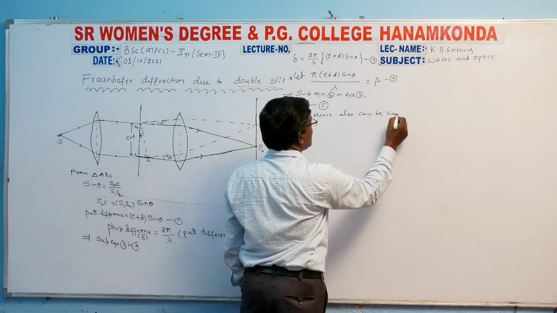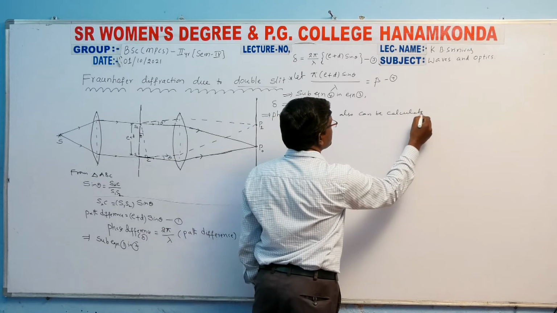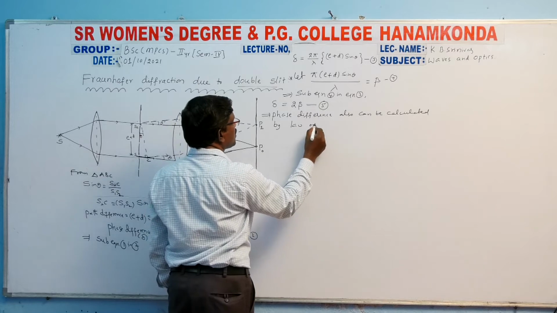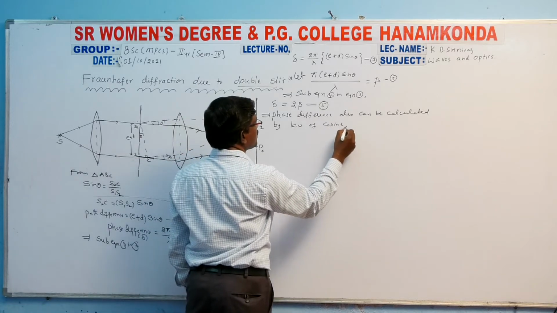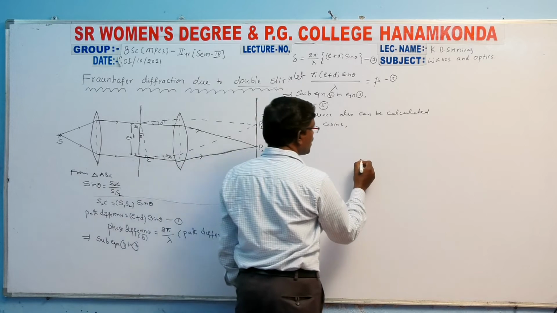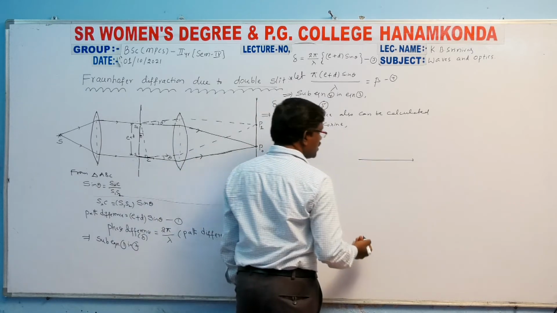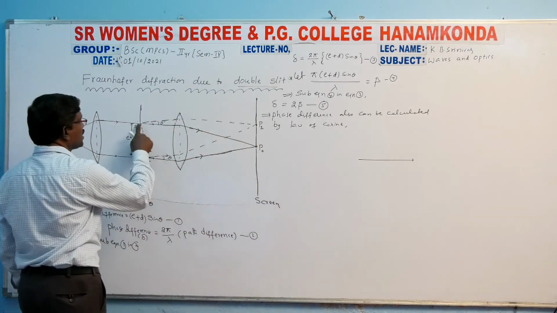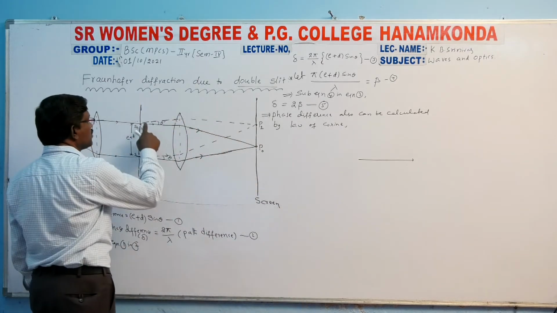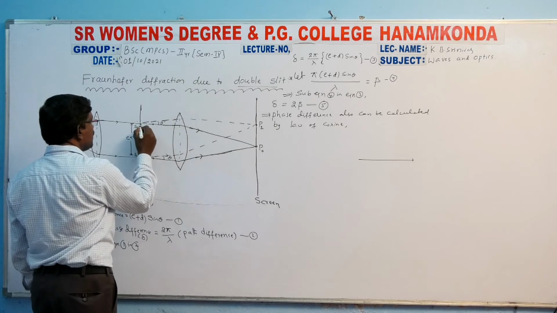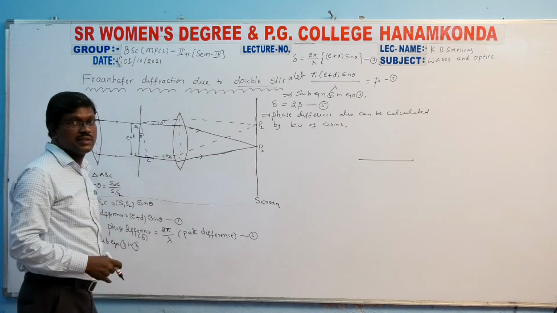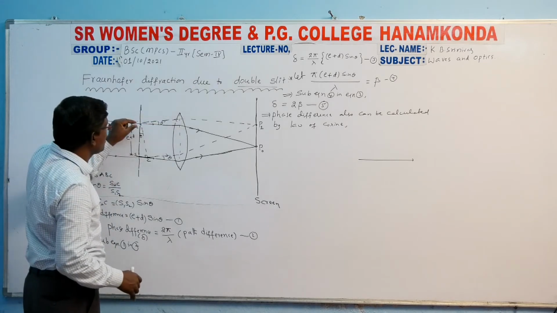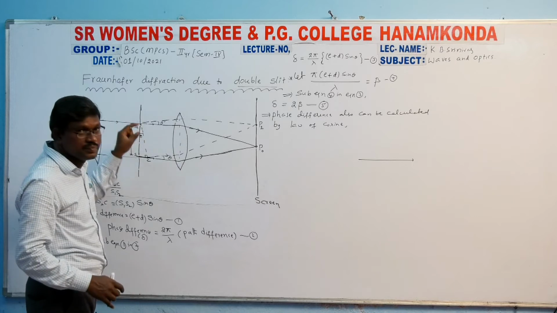Can be calculated by law of cosine. So here I am considering one triangle. This is one ray, one diffracted ray, the first wave. Each and every slit behaves like a single slit. So this is a diffracted ray which is produced due to this single slit.